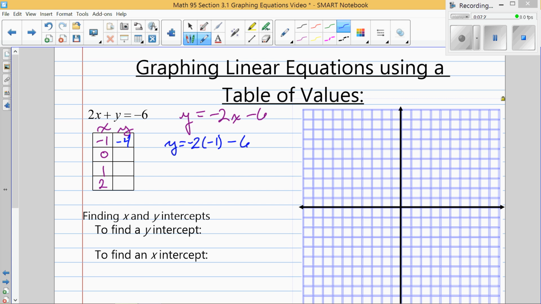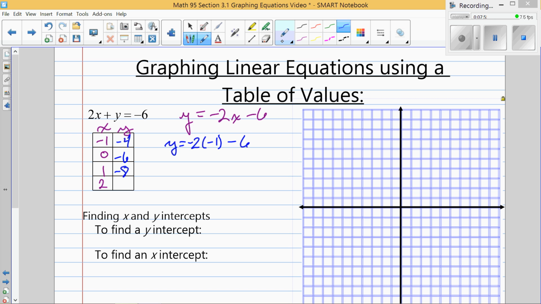And you could do this part in your calculator. I'm not going to. I'm just going to talk my way through it. For my second value, if I put a 0 in for x, this whole chunk goes to 0, and I'm just left with that negative 6. For the third value, if I plug a 1 in where my x is, I'm going to get negative 2 subtract 6. It's going to give me a negative 8.